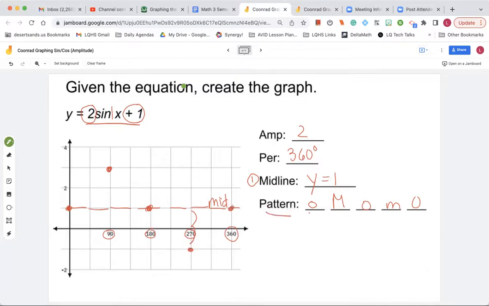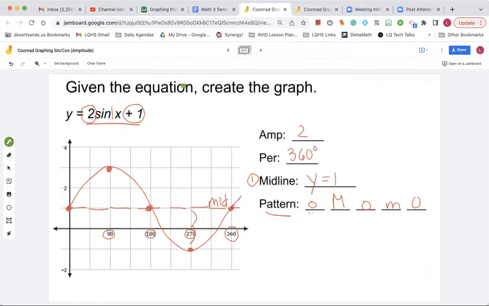That's why we have it. It's because it's a sine that we start at 0 on the midline. And then we go max, 0, min, 0. And it keeps going forever, but we only want one period. So max, 0, min, 0, and it goes on forever. And you're done.